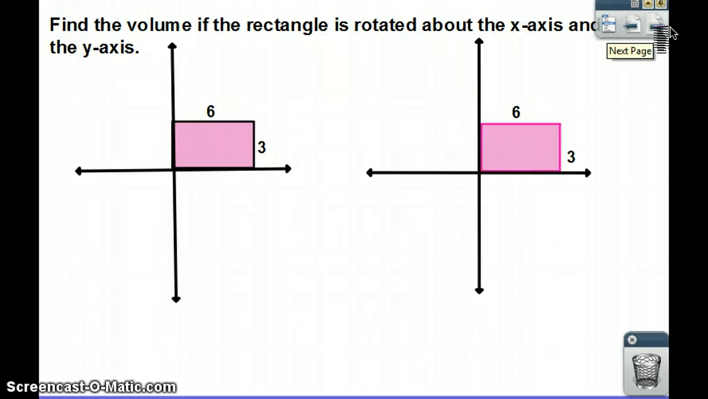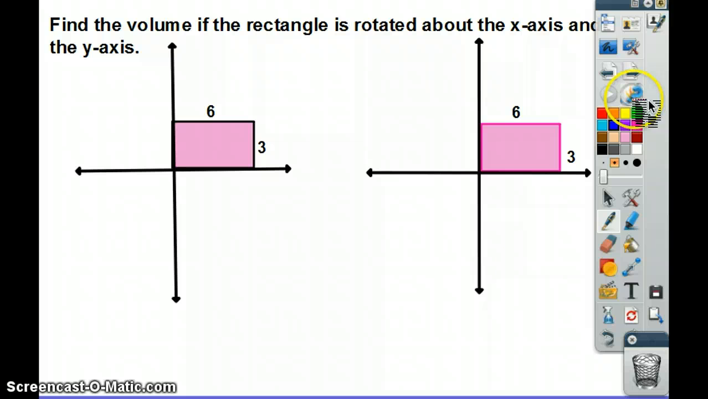Okay, and our last set of problems are like the problems we did with lateral area and surface area. We are taking these rectangles and we're going to rotate them around the x-axis and then the y-axis, and we're going to compare the volumes. We're going to find the volumes of these two. So remember, this is our x-axis, this is our y-axis. So for this first one, let's rotate about the x-axis.